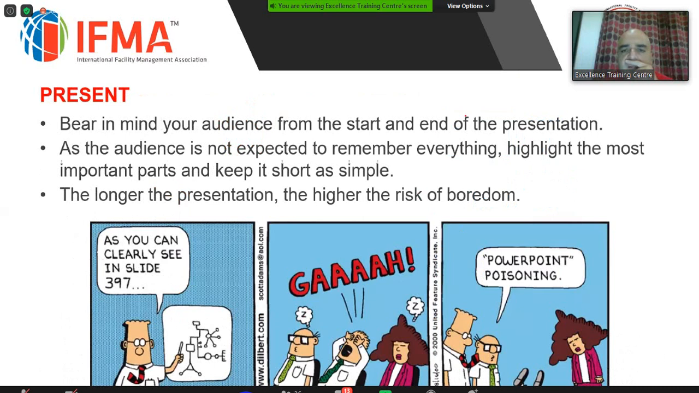Bear in mind the audience from the start to the end of the presentation. As the audience is not expected to remember everything, highlight the most important parts and keep it short and simple. That's why, when I'm presenting here, I'm highlighting the important things. The longer the presentation, the higher the risk of boredom. This goes unsaid. I hope you guys are not sleeping.